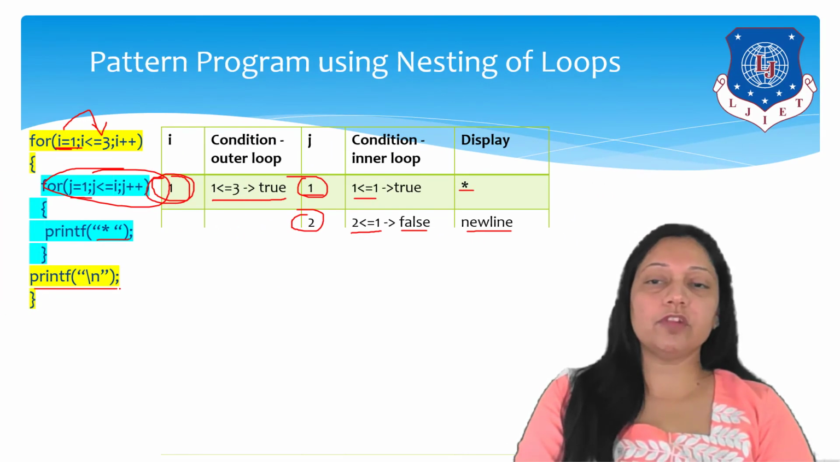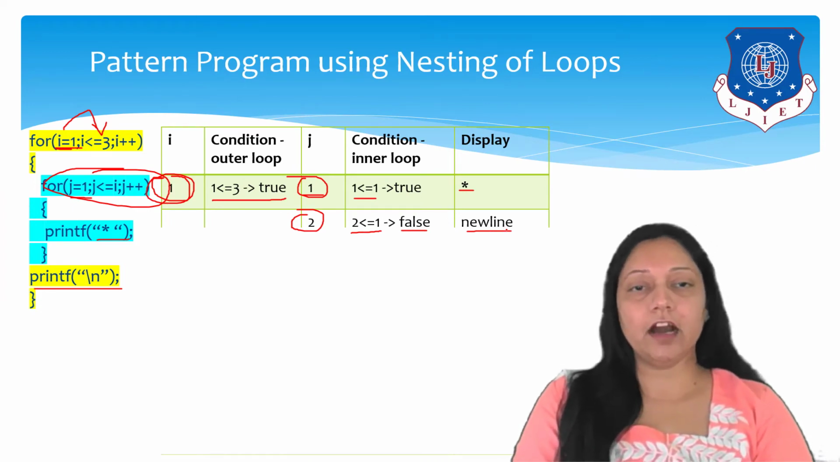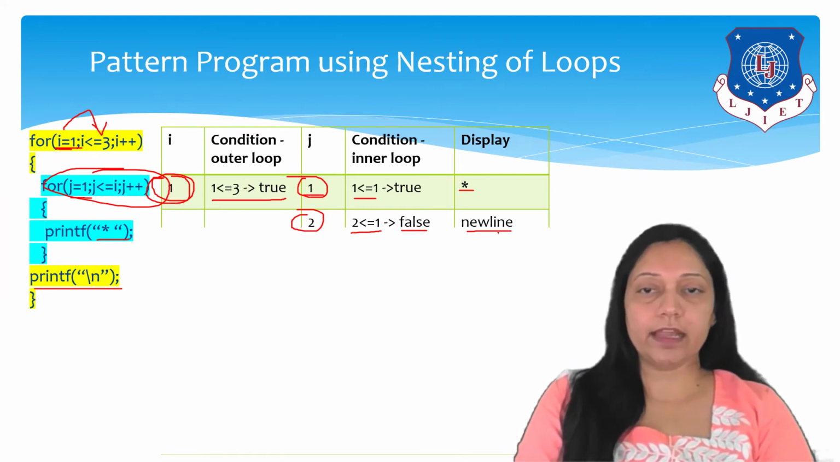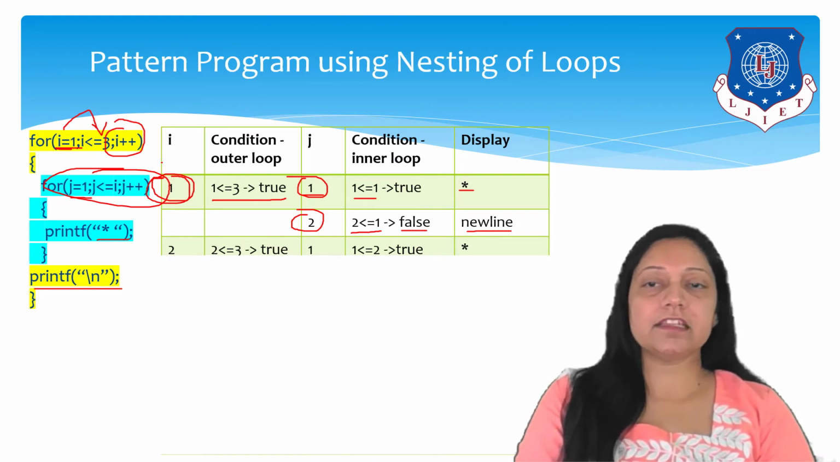What is the statement of the outer loop? printf("\n"). So a new line would be incorporated in your output. Your cursor will go to the new line. Whenever this \n of the outer loop is executed, the compiler goes to the update part of the outer loop. In that case, the value of i would be incremented. So i would now become equal to 2.